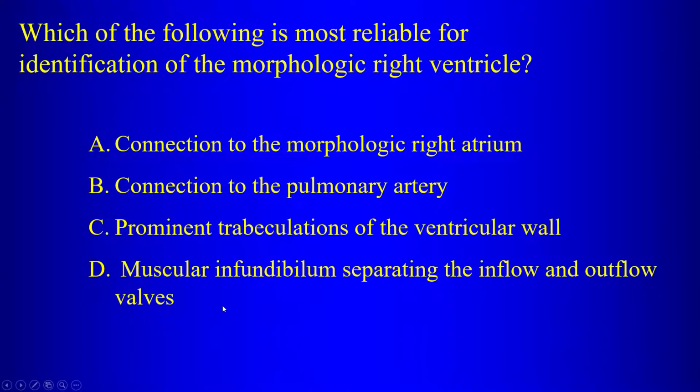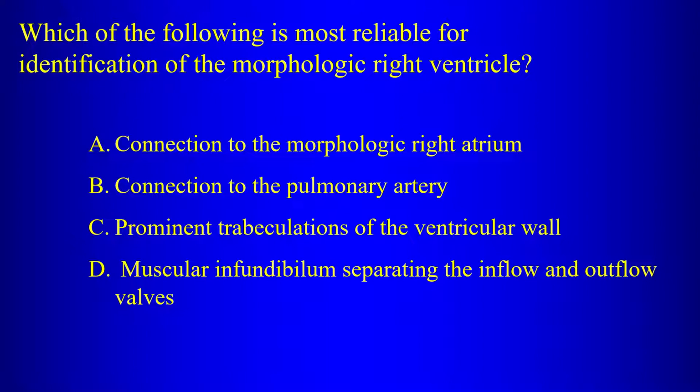Now let's move on to the ventricles. Which of the following is most reliable for identification of the morphologic right ventricle? Well, we know that usually the morphologic right ventricle connects to the morphologic right atrium, right? The right atrium connects to the right ventricle. However, you can have congenital heart disease, like congenitally corrected transposition, where you have atrioventricular discordance. In that case, the morphologic right atrium does not connect to the morphologic right ventricle. It connects to the morphologic left ventricle.